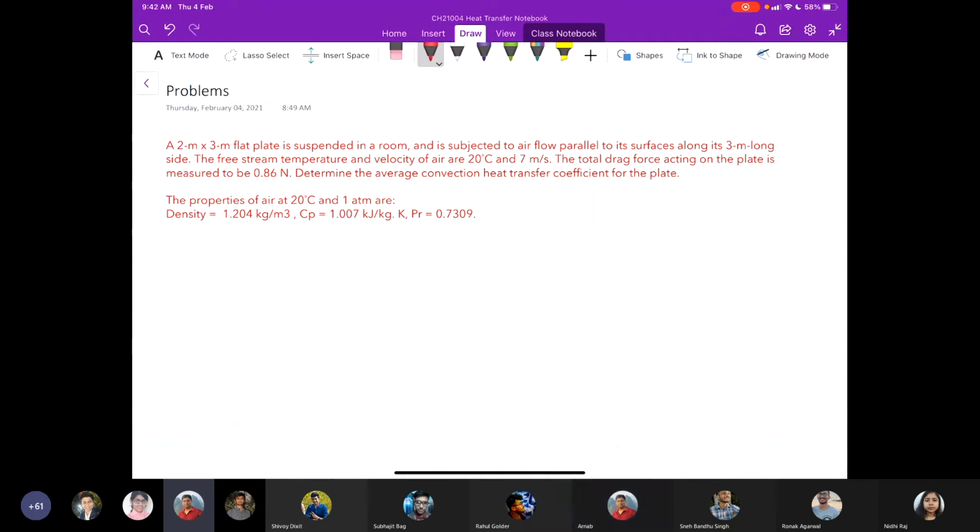The free stream temperature and velocity of air are given, that is 20 degrees and 7 meters per second. The total drag force acting on the plate is measured, which comes out to be 0.86 Newton. Determine the average convection heat transfer coefficient for the plate. The air properties at 20 degrees centigrade and 1 atmosphere are given: the density, Cp value and Prandtl number value.